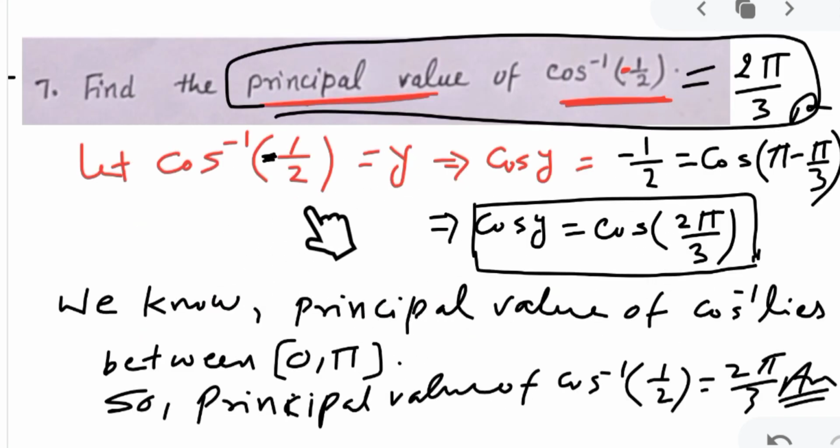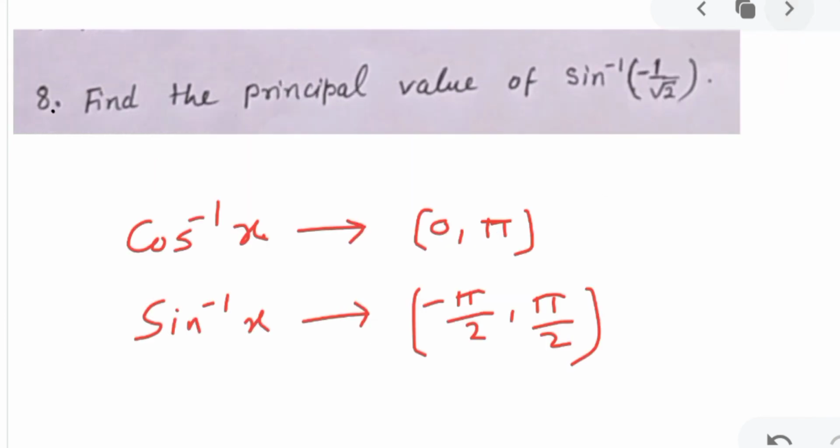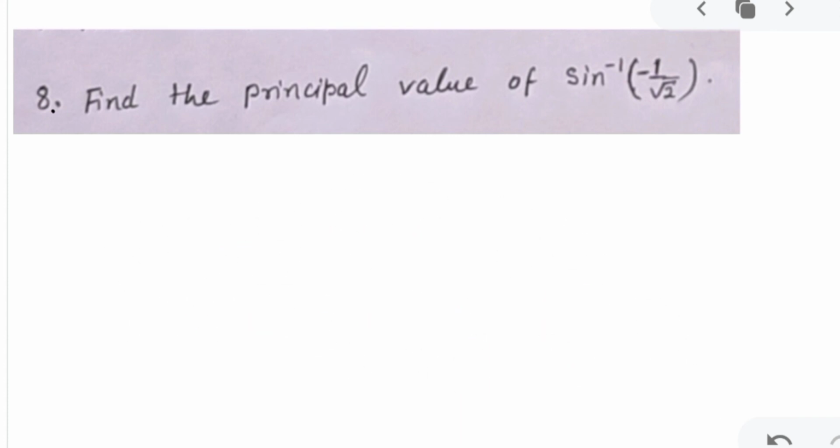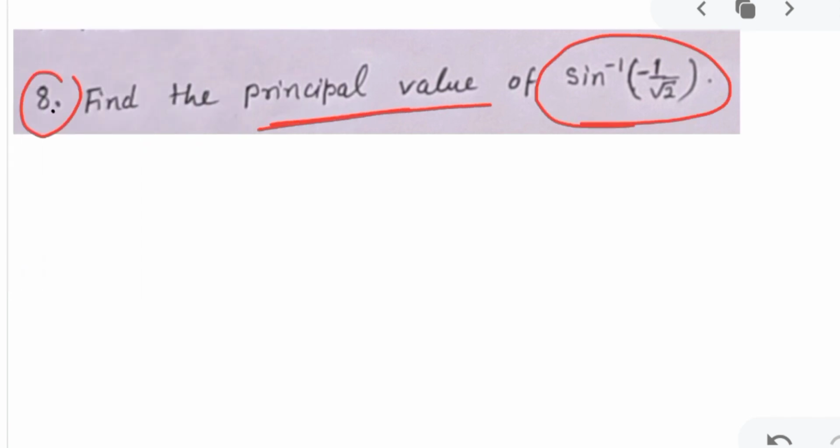So I hope you understood. Just write down these steps and try to understand. If you have any question, you can ask in the comment box. I will try to clarify that. Now we'll come to this question. I already explained the concept. So the question is, we have to find the principal value of sin inverse minus 1 upon root 2.